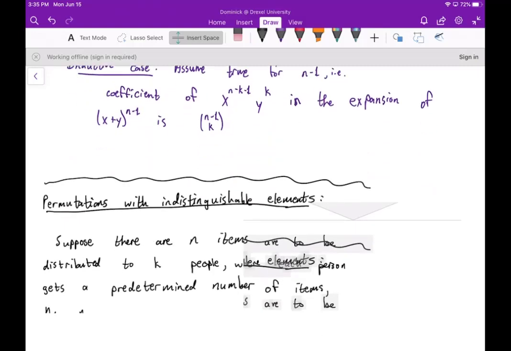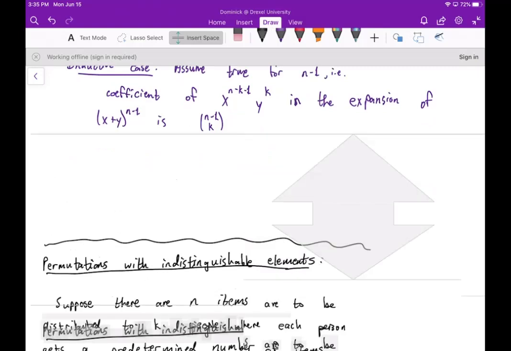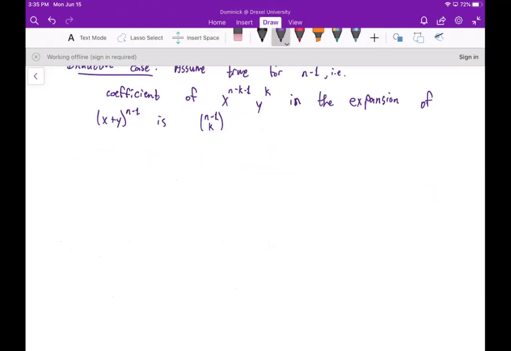Give myself a little bit more room. Any minute now. All right, cool.